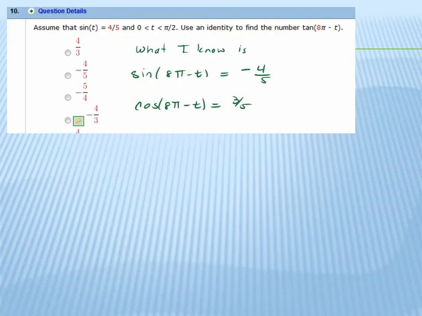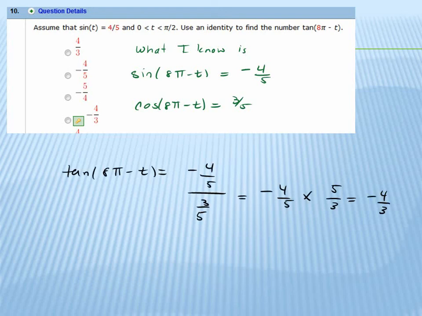So now what I know is sine is minus 4/5, cosine is 3/5, tangent is sine over cosine. You put it together, you get minus 4/3.